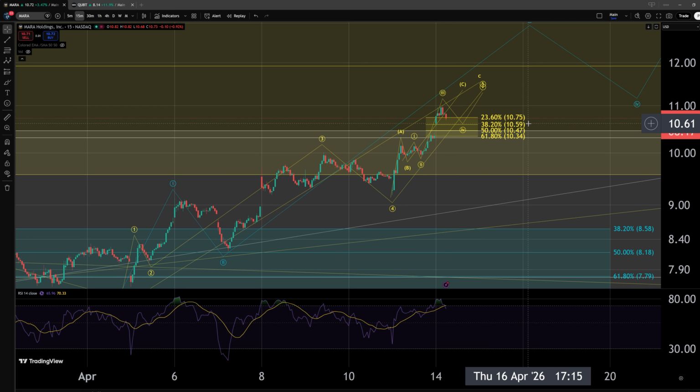We even have an internal area of support down to $10.3. And for now, these are the levels. This is the trade setup.